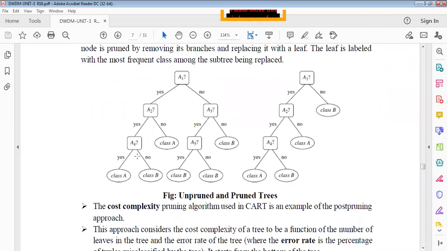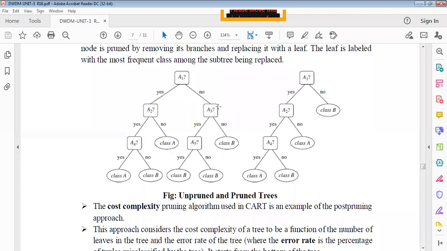So you see here A1, yes or no. Again an attribute, yes or no. So A1 through A4 and class A, again yes or no. So here you have to consider this is the unpruned tree, where the levels of each attribute are similar. But in the pruned tree, instead of yes or no, you represent it as class B.